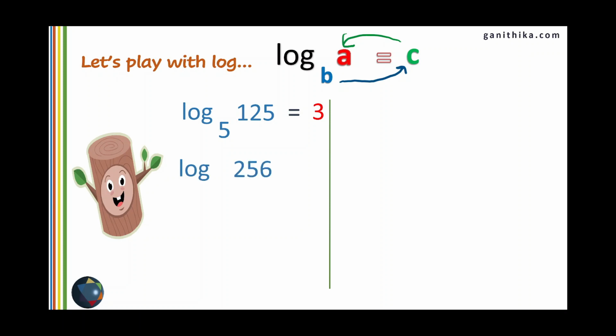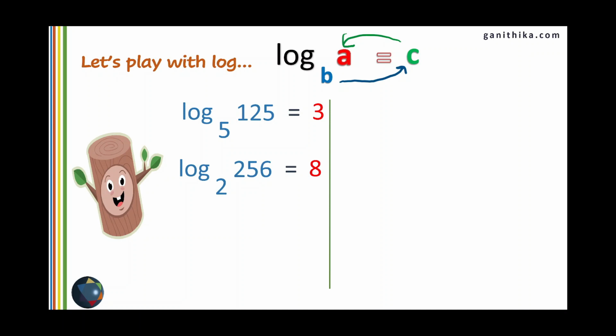Next is log of 256 to the base 2 is equal to what? 2 to the power of what is 256? This is what you have to think about. So 2 times 2 times 2, how many times you have to multiply 2 to get 256? You know that when you start multiplying, 2 to the power of 8 will give you 256. Therefore, log of 256 to the base 2 is equal to 8, which satisfies the equation 2 to the power of 8 equal to 256.